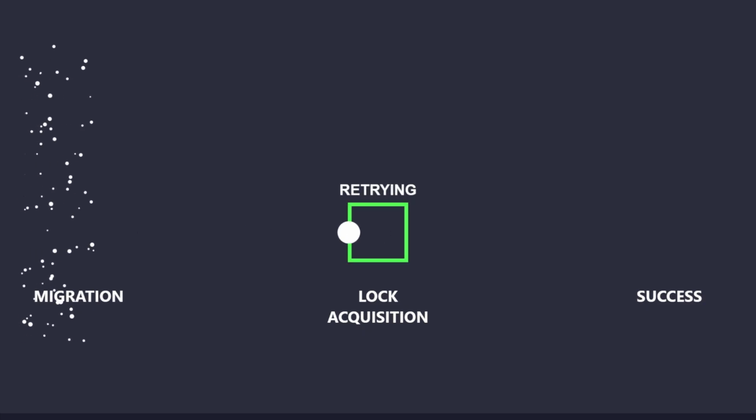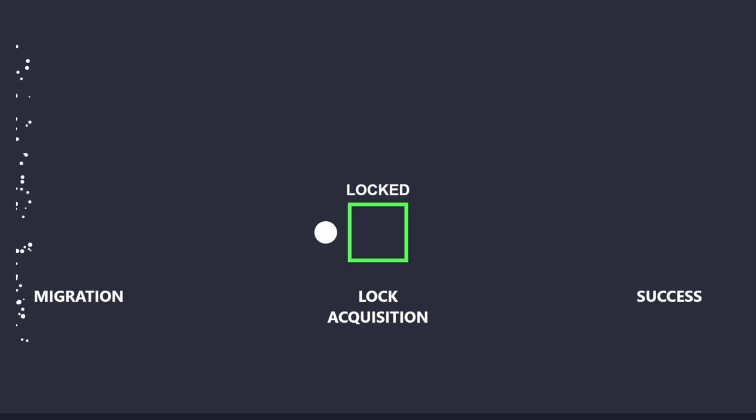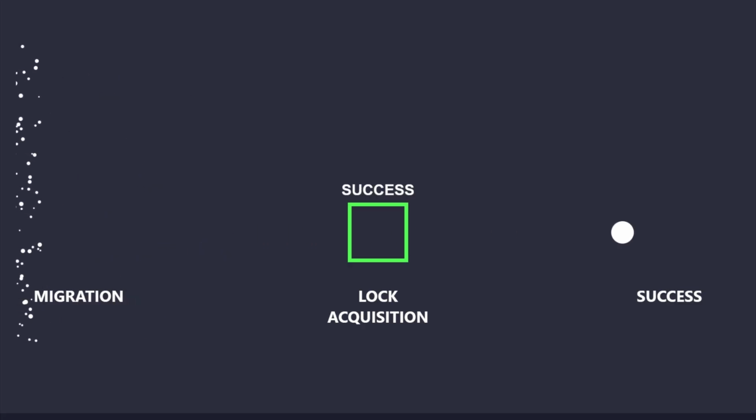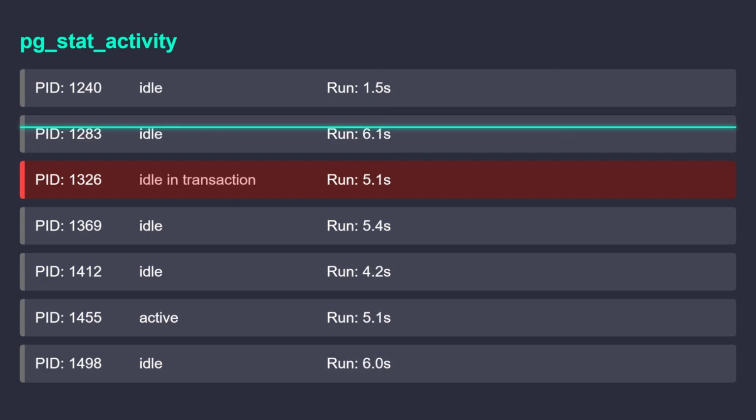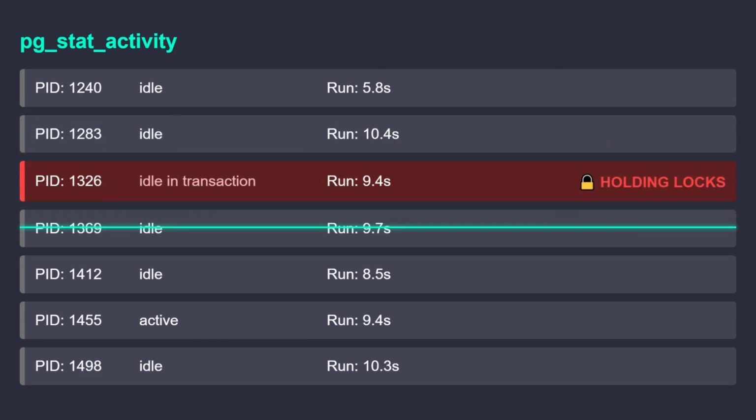Wrap your migration in a retry loop. If the lock acquisition fails due to high traffic, the script should wait and attempt the operation again during a lower traffic period. Identify blocking processes by querying the pg_stat_activity table.